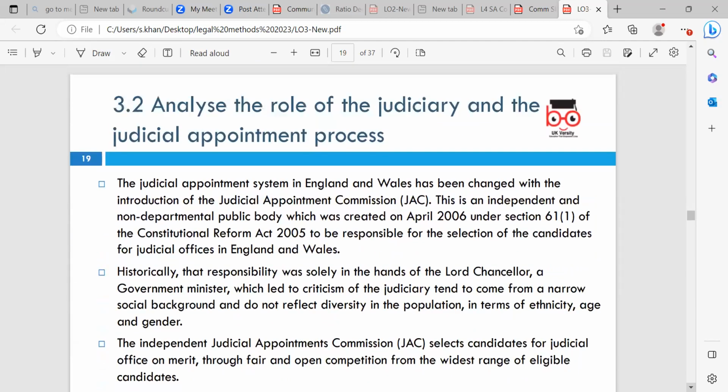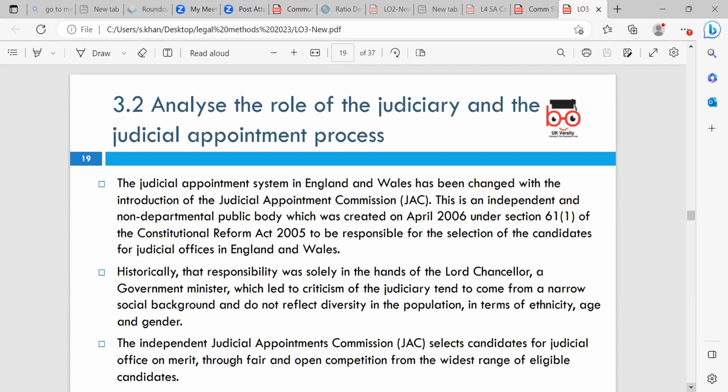3.2, analyse the role of the judiciary and the judicial appointment process. The judicial appointment system in England and Wales has been changed with the introduction of the Judicial Appointments Commission. This is an independent, non-departmental public body which was created in April 2006 under Section 61(1) of the Constitutional Reform Act 2005 to be responsible for the selection of candidates for judicial offices in England and Wales.